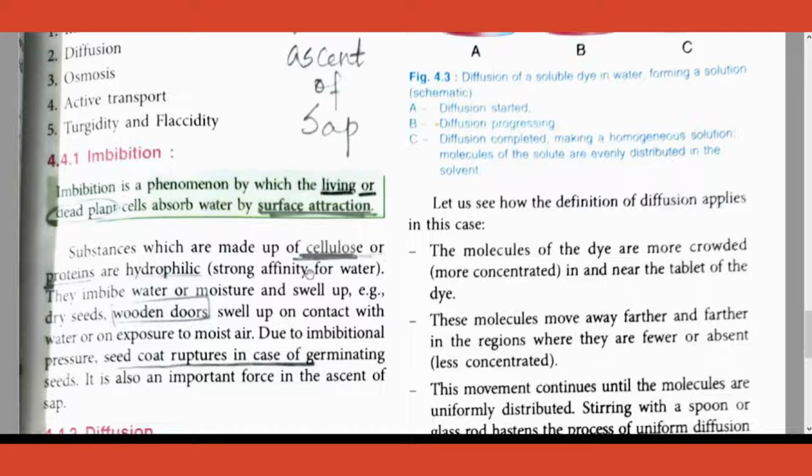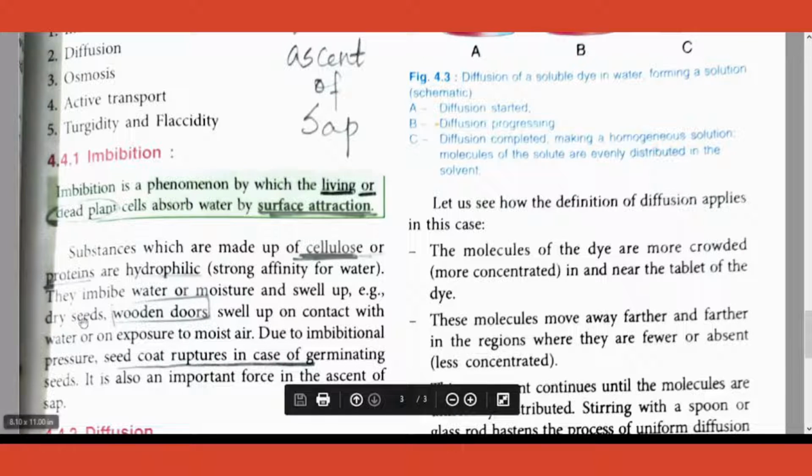Why is that? Explanation is given. What is the explanation? Cellulose. Where is cellulose found, children? It's found in the cell wall. Correct? Cellulose or proteins. Proteins are found in the plasma membrane, very sorry. They absorb water, imbibe water or moisture. Therefore, it will swell up.